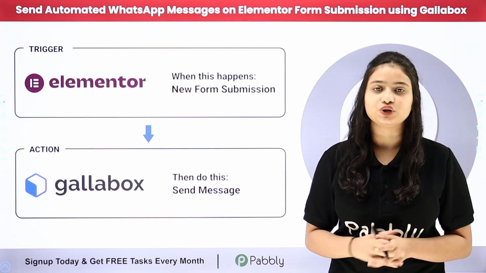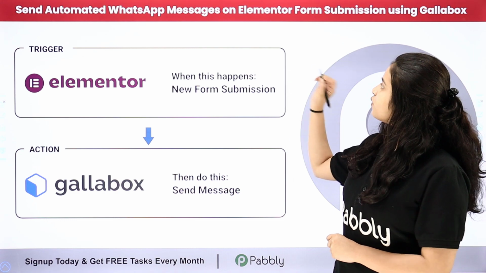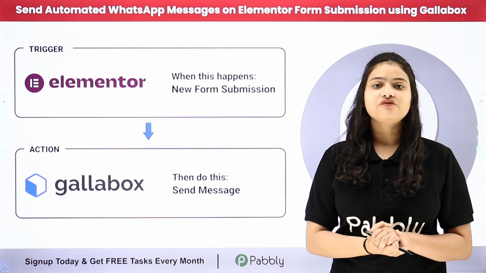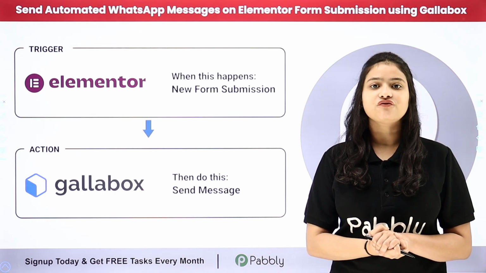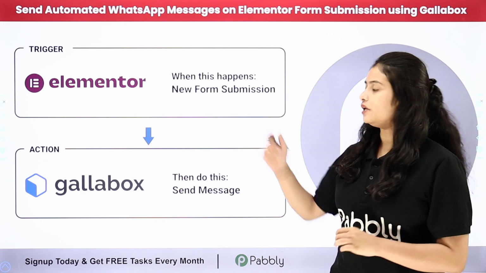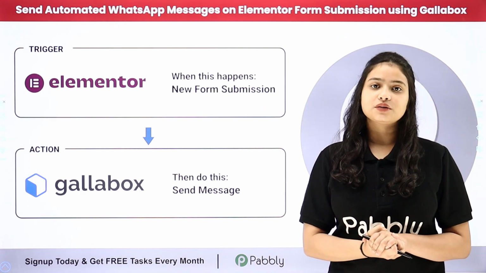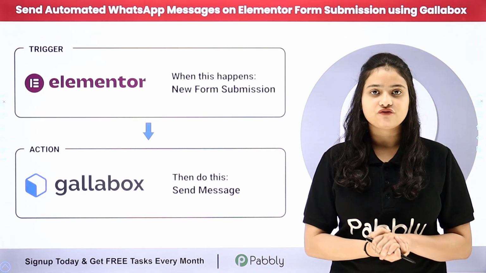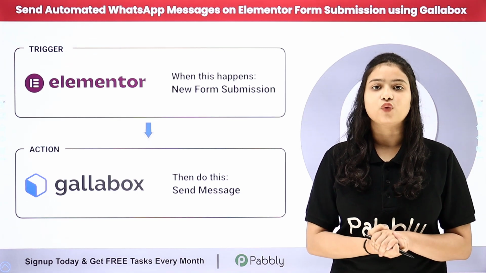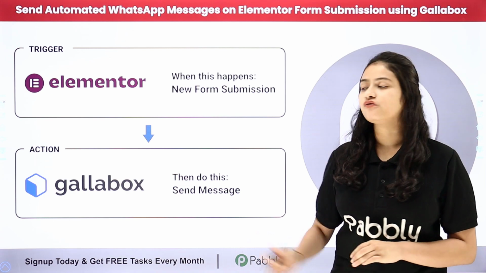In this video, we are going to learn how to send automated WhatsApp messages on Elementor form submission using Gallabox. So I am running a fitness coaching center and I have attached a form link on my website to generate the leads. I have created this form with the help of Elementor, and now I want that as soon as a person visits my website and submits that form, immediately a thank you and welcome message should be sent to that same person on WhatsApp, and that I am going to do with the help of Gallabox.